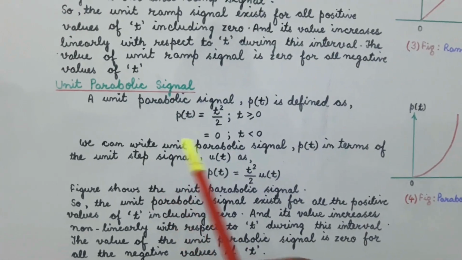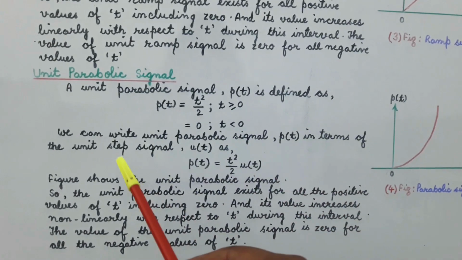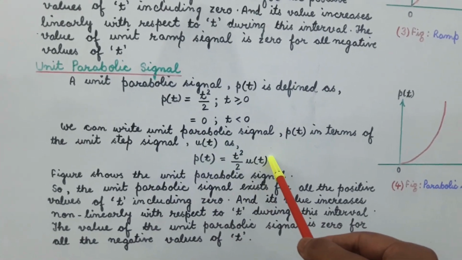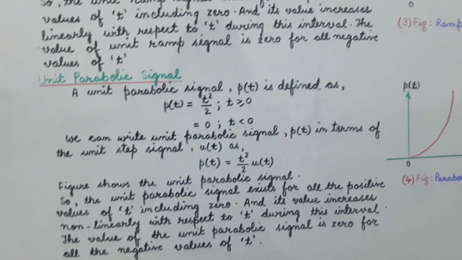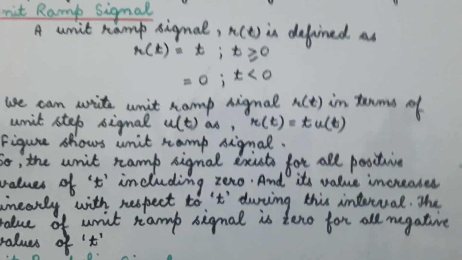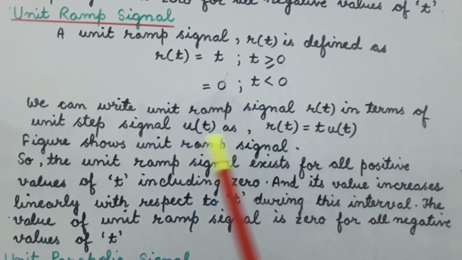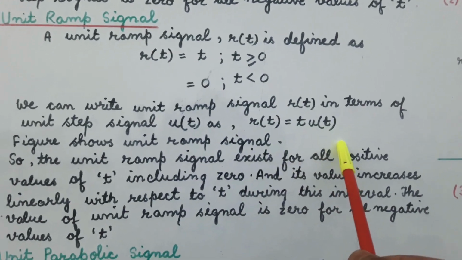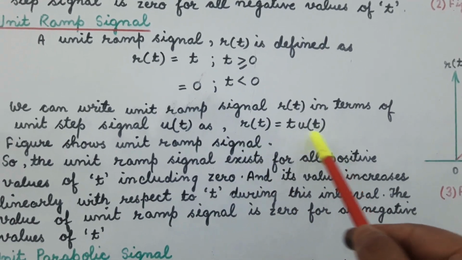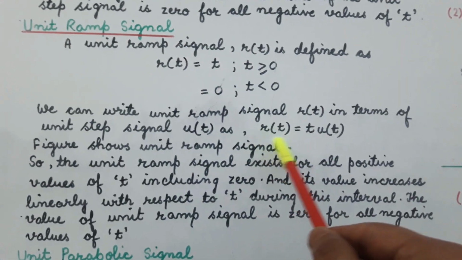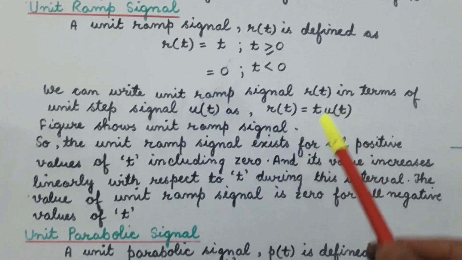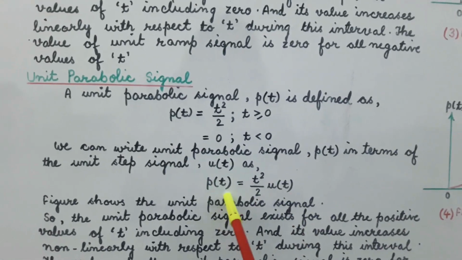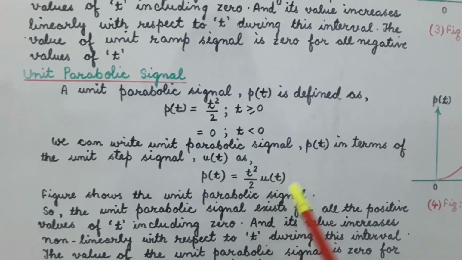Now, we can also write the unit parabolic signal p(t) in terms of the unit step signal u(t), that is p(t) will be equal to t²/2 times u(t). Similarly, a ramp signal r(t) can also be represented in terms of unit step signal by the expression r(t) is equal to t u(t). So, in terms of unit step signal, we can express the ramp signal by the expression r(t) is equal to t u(t), and a parabolic signal can be represented in terms of unit step signal by the expression p(t) is equal to t²/2 into u(t).